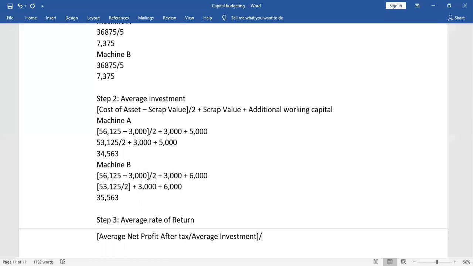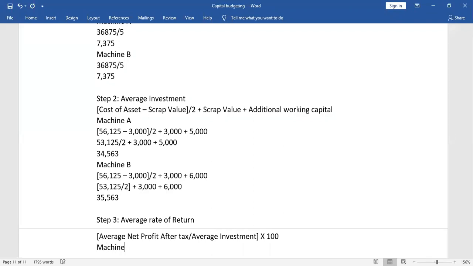Sorry, not divide, we have already done the divide. When we divide average net profit after tax by average investment, we get the answer in decimals. But we don't want the answer in decimal because this is rate of return. We have to multiply the answer by 100. Then only we will get the answer as a rate percentage. So this is the formula.